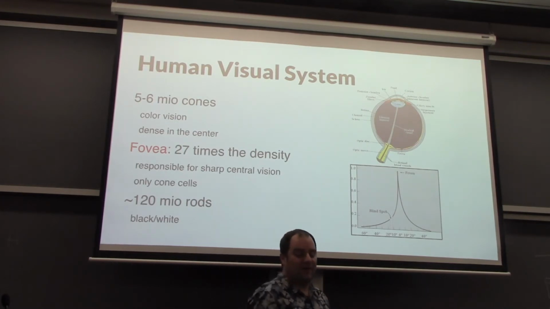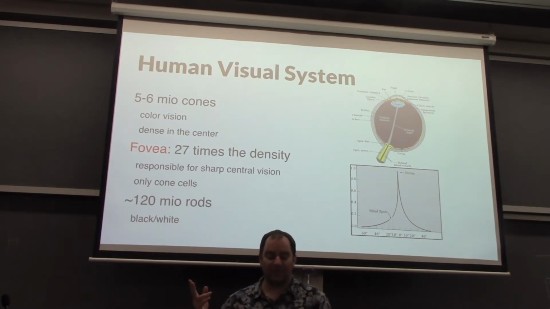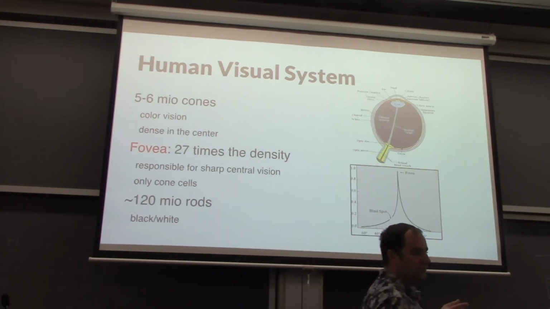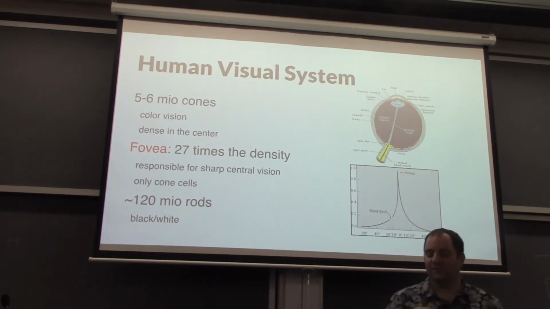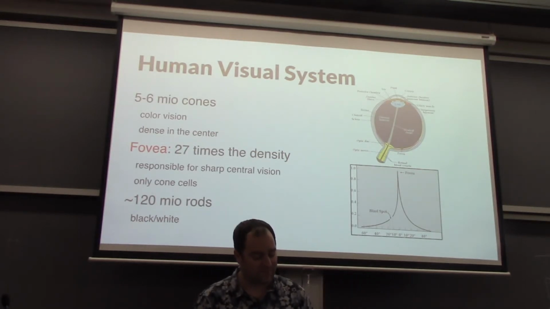We have about 5 to 6 million cones. There are two different kinds of photoreceptors: cones and rods. They're easy to remember because cones, C-O, can see color, so the first two letters are the same.